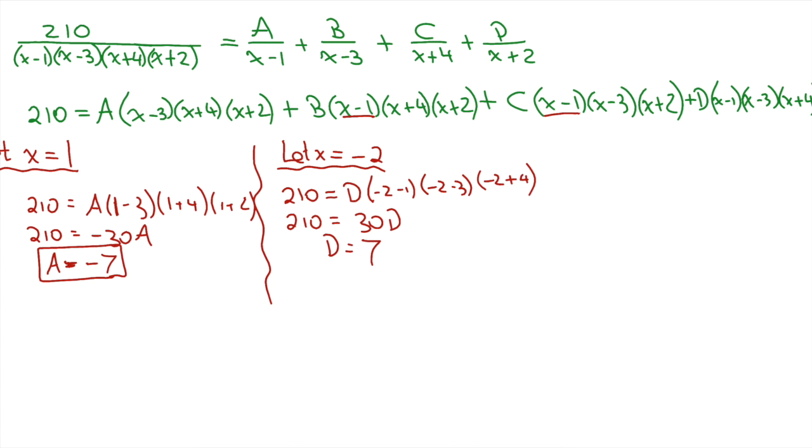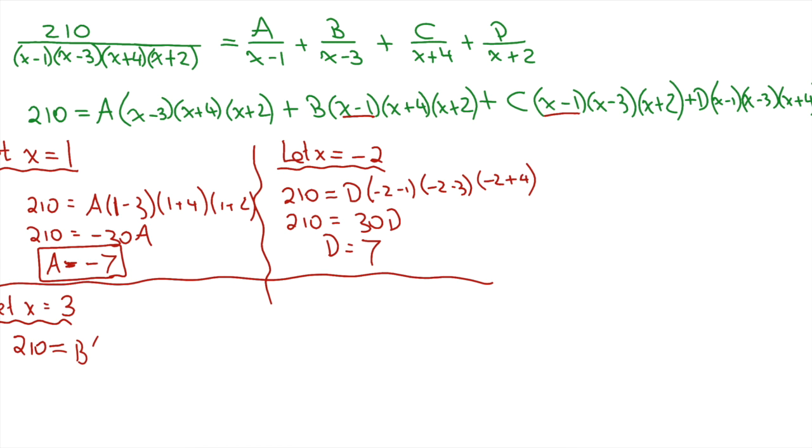All right, take another one. Let x equal positive 3. Yep. Now if x is equal to 3, what happens to a? Gone. B stays. C gone. D gone. So everybody's gone except for B. So the left-hand side is 210 because there's no x's. And we're going to get b times 3 minus 1, 3 plus 4, 3 plus 2.